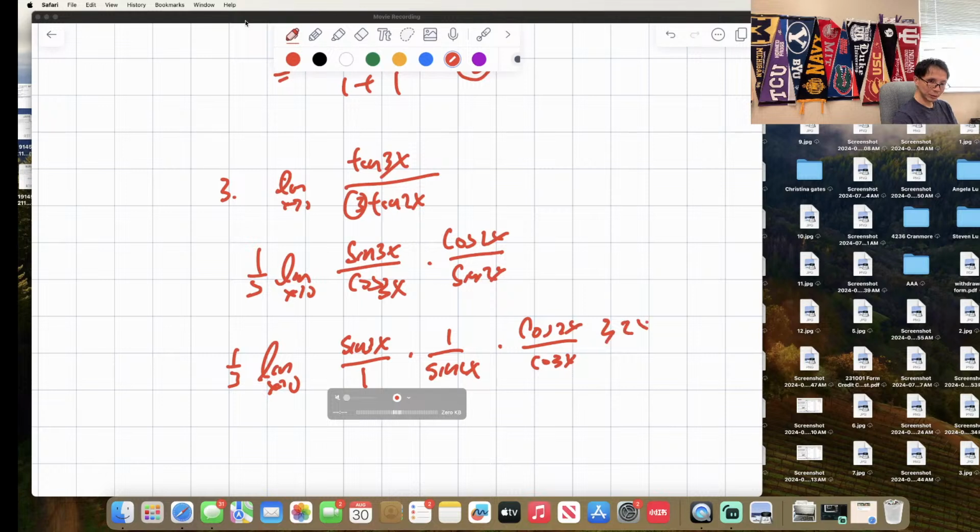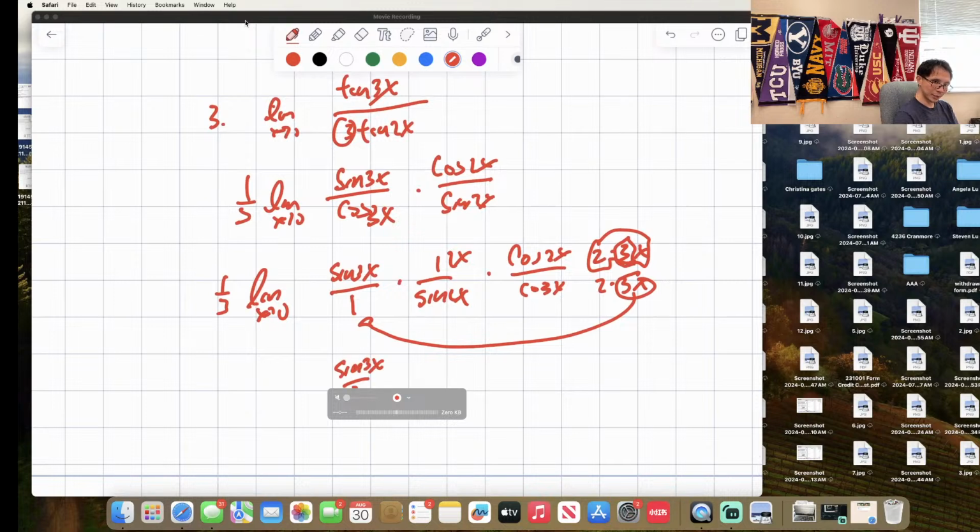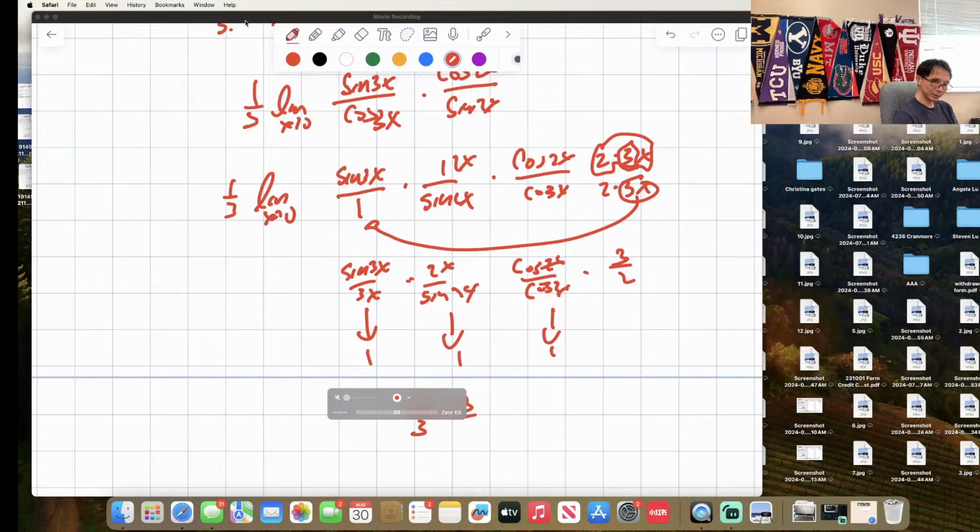Actually, it doesn't matter, so 2 times 3x is fine. So I can rearrange them, right? This 2x can be here, and this 3x can be right here. So it'll be sine of 3x over 3x, and this is 2x over sine of 2x, and there's a cosine of 2x over cosine of 3x, times 3 over 2, I believe. We know this is 1, this is 1, and this is also 1. So it'll be 1/3 times 3 over 2, which is equal to 1/2.